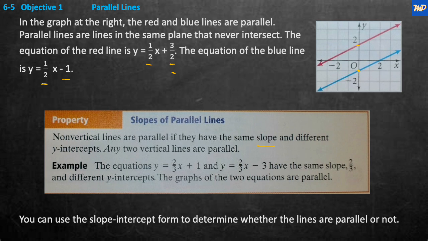Any two vertical lines are parallel. You can see they're vertical, right? What it's saying is that it's the same x value all the way. So it's x equals something and the y is changing. And so the slope is always constant for a vertical line. It'd be the same thing for a parallel line.